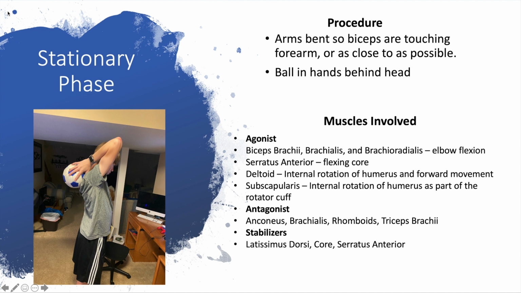The muscles involved in this are the biceps brachii, brachialis, and brachioradialis. These are for elbow flexion. The serratus anterior is used for the flexing of the core. Your deltoids are used for the internal rotation of your humerus and forward movement. Subscapularis is used for the internal rotation of the humerus as part of the rotator cuff. Some of the antagonist muscles include the anconeus, brachialis, rhomboids, and triceps brachii, and some stabilizers include your latissimus dorsi, core, and serratus anterior.